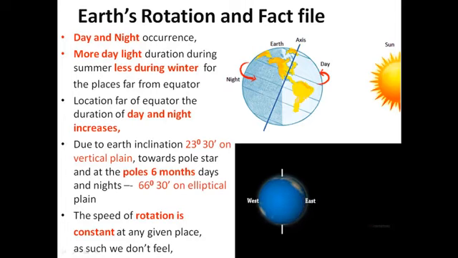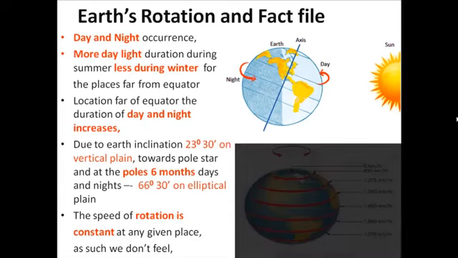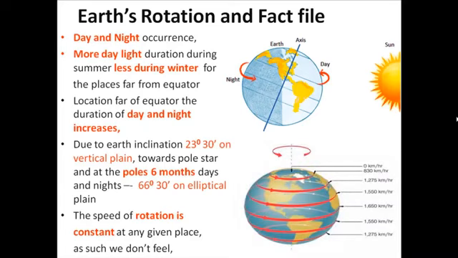There are some more facts about the speed of rotation. The speed of rotation of the Earth on its own axis is constant at any given place and we don't feel it. It's an apparent situation, but there is a different perspective. As you can see, on the equator, the distance covered in 1 hour is 1650 km. At the same time, at 66 degree 30 minutes latitude, the distance covered by the Earth is 830 km per hour. At the North Pole, the distance covered by the Earth is 0 km per hour.